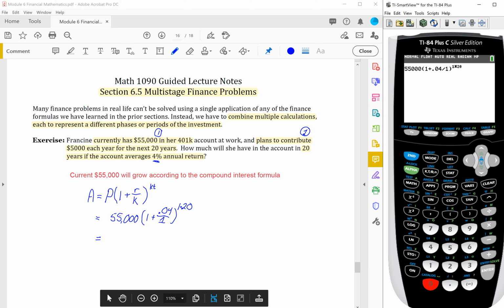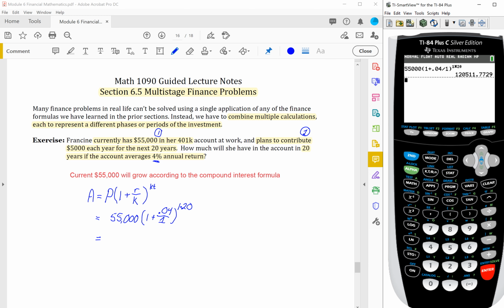Okay, what I get out of this is at the end of 20 years, this $55,000 by itself, not including that $5,000 she adds each year, but just the initial $55,000, is going to grow to $120,511. And if I round this to the nearest penny, 77 cents.